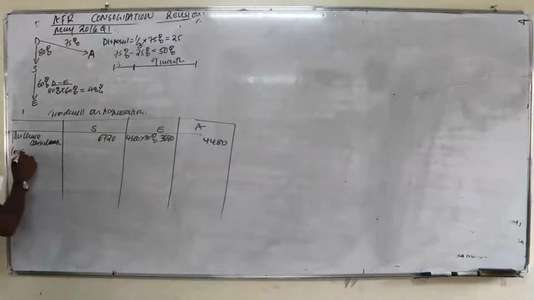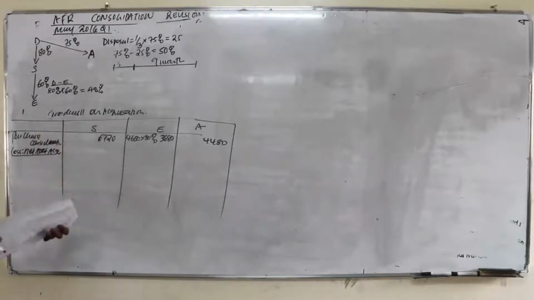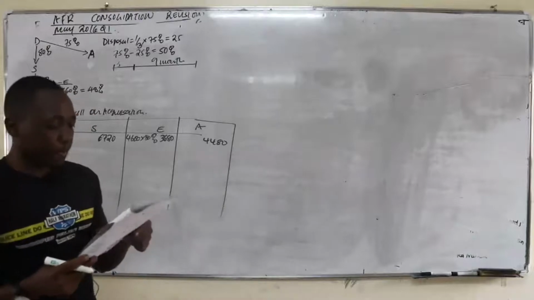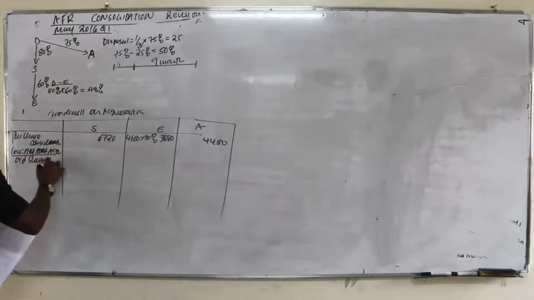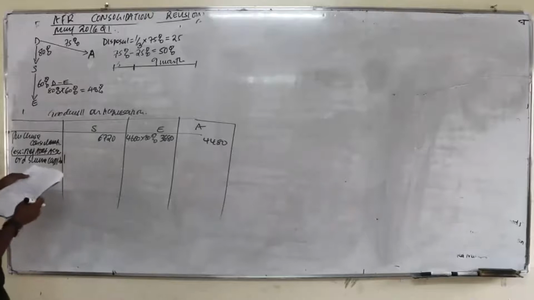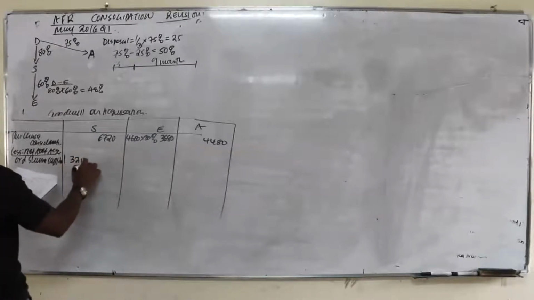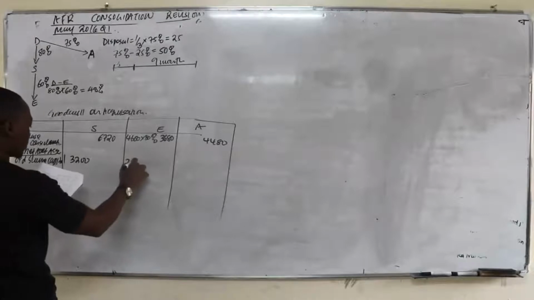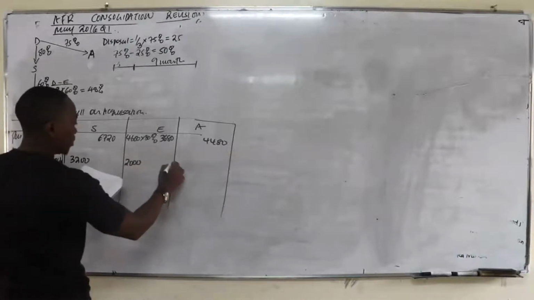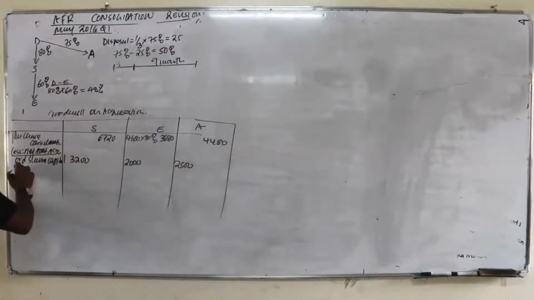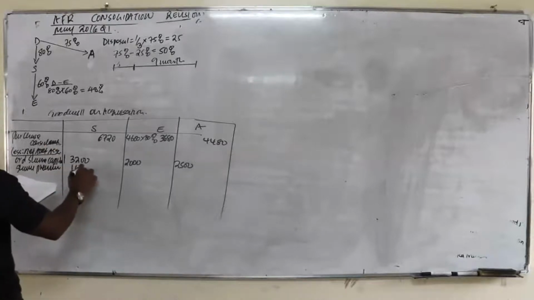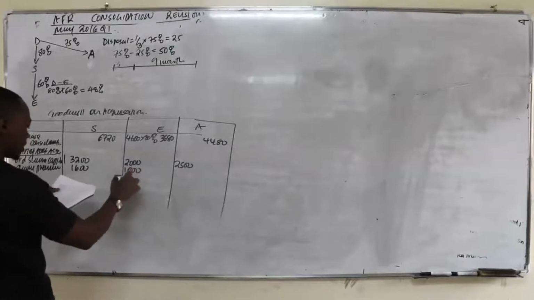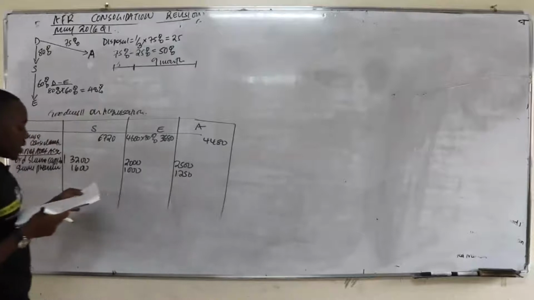Then you raise net assets acquired. For the net assets acquired, let's go to the equity. We had ordinary share capital. In S, that's 200. E, 2,000. A, 2,500. Then they had the share premium. The values of the share premium we had 1,600, 1,000, and 1,250.